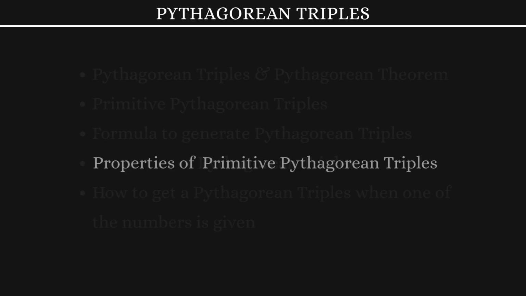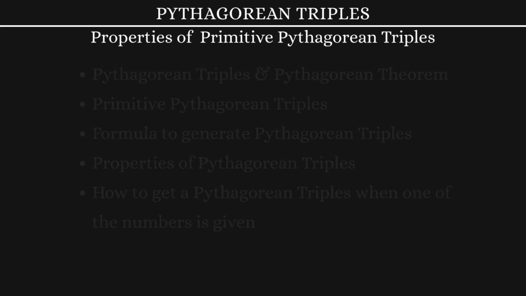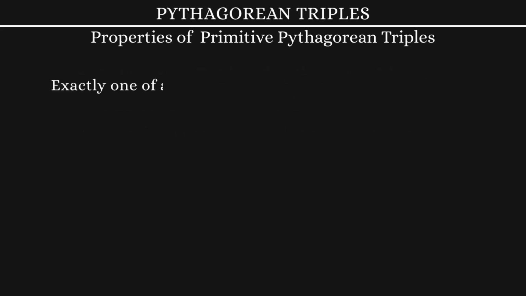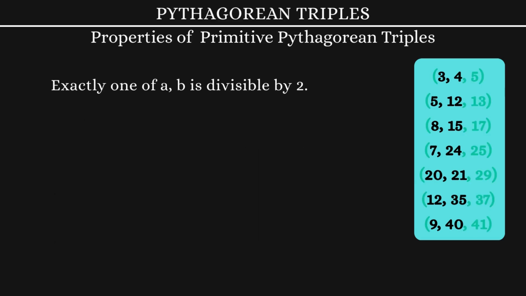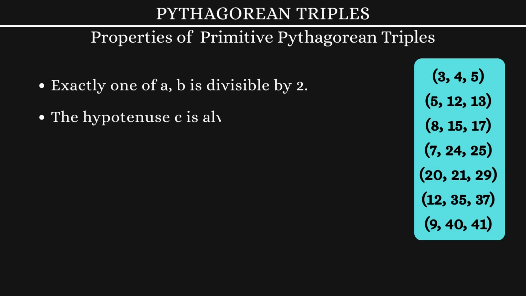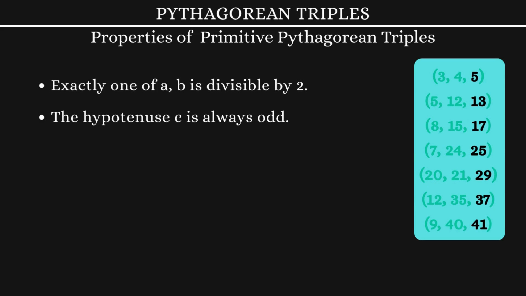Now let's learn some properties of primitive Pythagorean triples. Exactly one of A or B is divisible by 2. Here we have the first few Pythagorean triples. On looking at A and B values, we can see that only one among them is divisible by 2. Next property: the hypotenuse C is always odd. Again, among these examples, C is always an odd number.